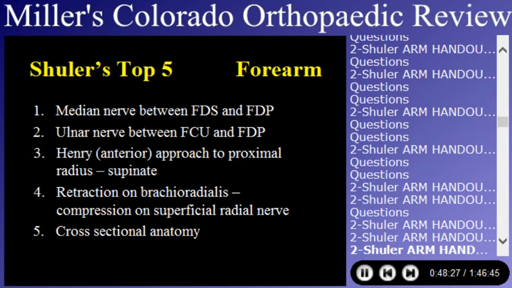Anterior approach to the proximal radius, you supinate. Kocher approach, you pronate. Retraction on brachioradialis, don't forget, compression of the superficial radial nerve, and know your cross-sectional anatomy.